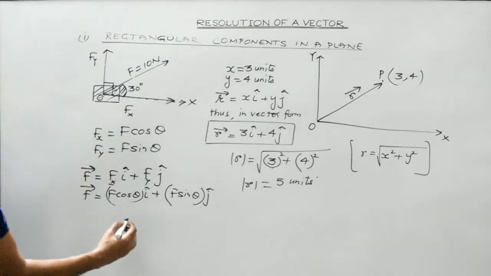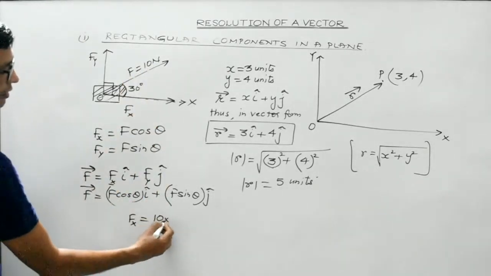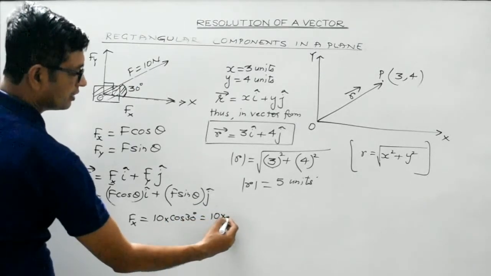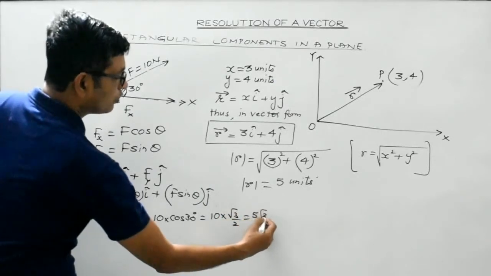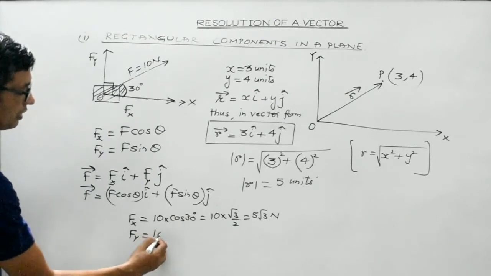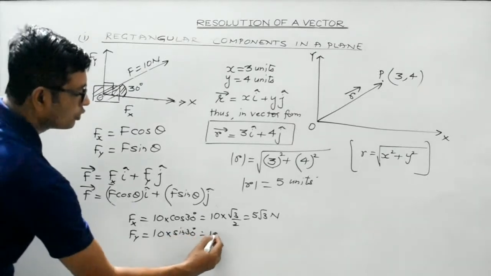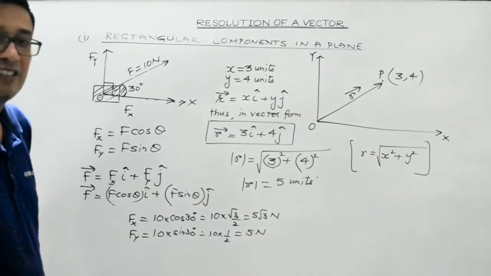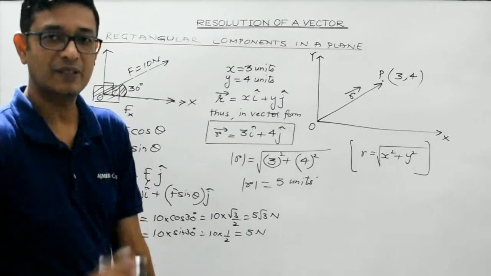So what about Fx? It is F cos theta. F is 10 cos 30 degree. So it will be 10 into cos 30, which is root 3 by 2. So it will be equal to 5 root 3 Newton. What about Fy, students? It will be F sin 30. Sin 30 is half. So 10 into half, so that will give us 5 Newton. Clear? Let's do the converse step, reverse step.